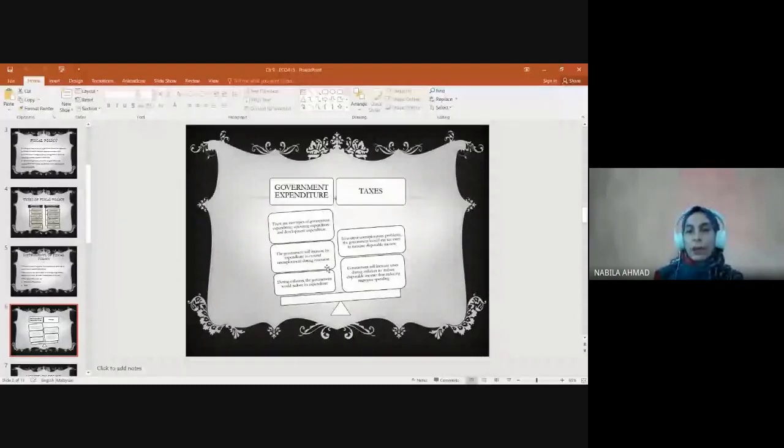Okay, so nak tanya you all, government expenditure ni ada dua tadi kan. So satu adalah development dan satu lagi operating. Okay, jadi apakah apa itu operating expenditure dan apa itu satu lagi tu tadi, development expenditure?